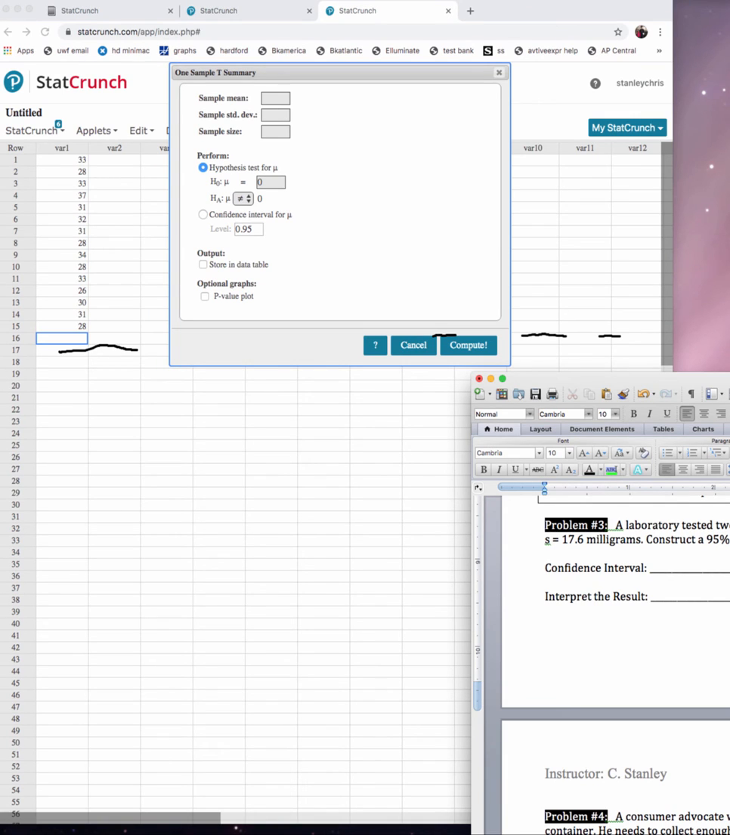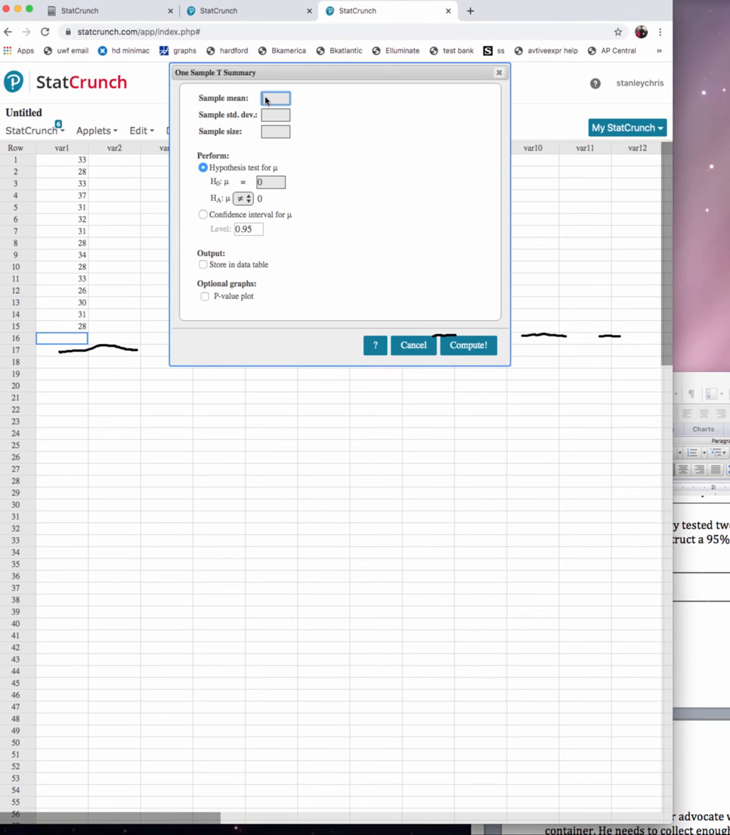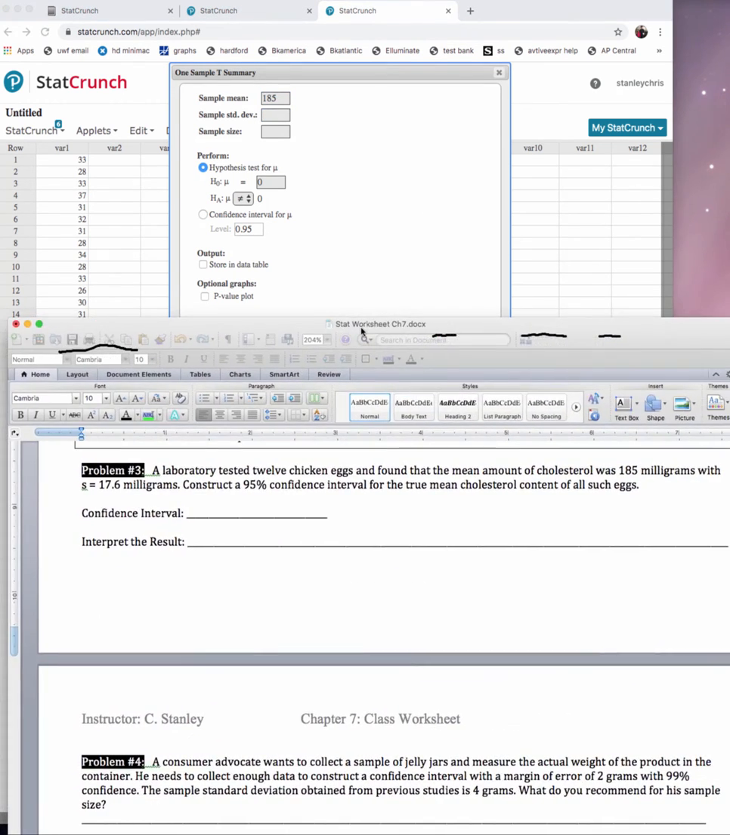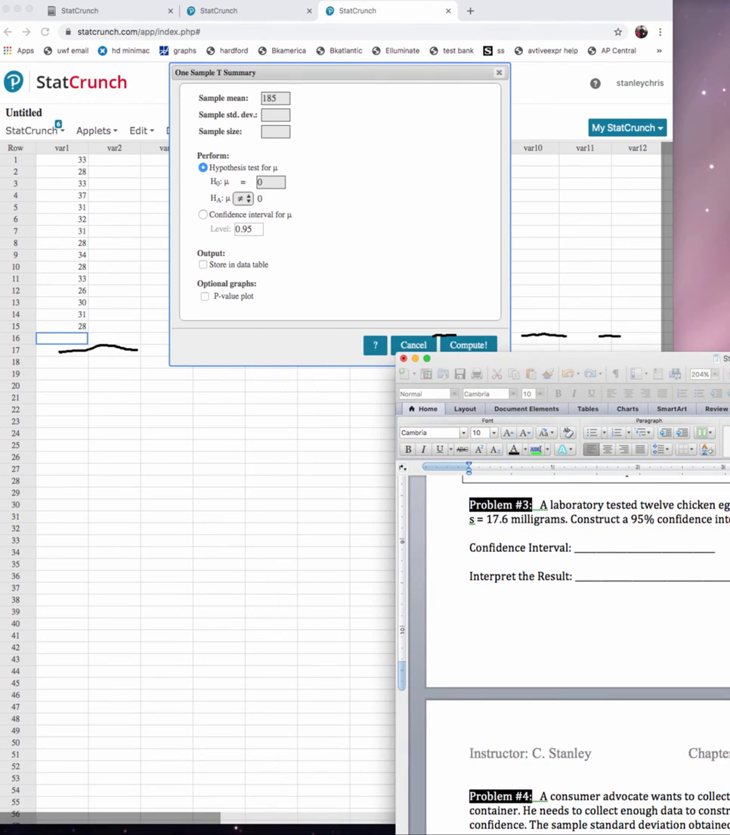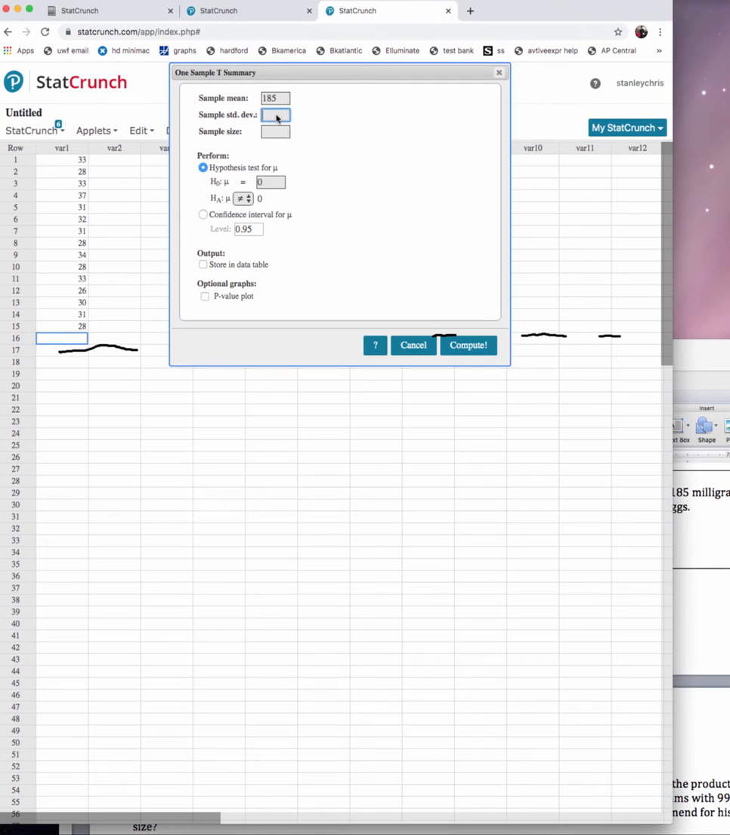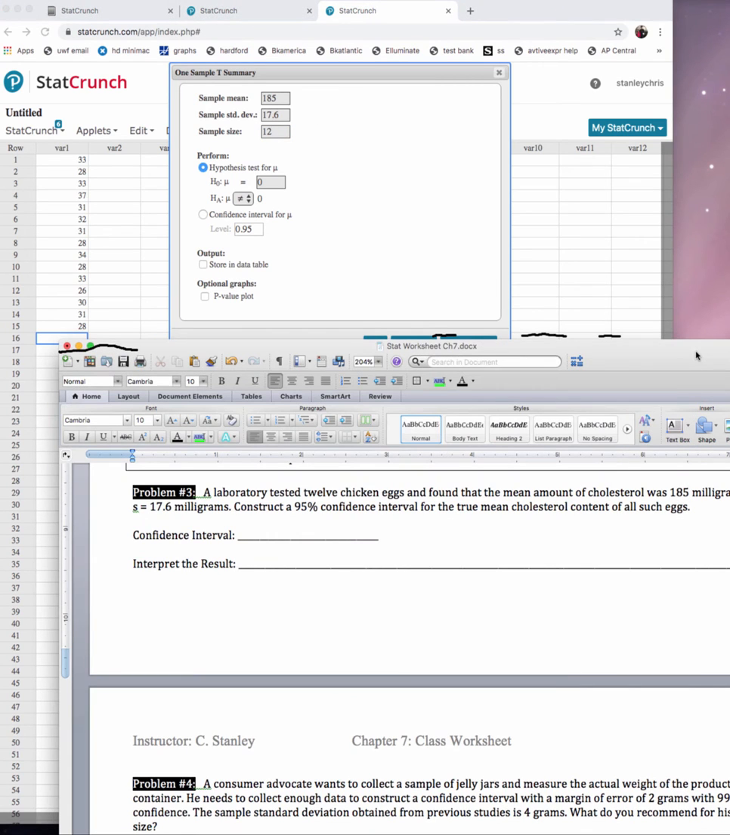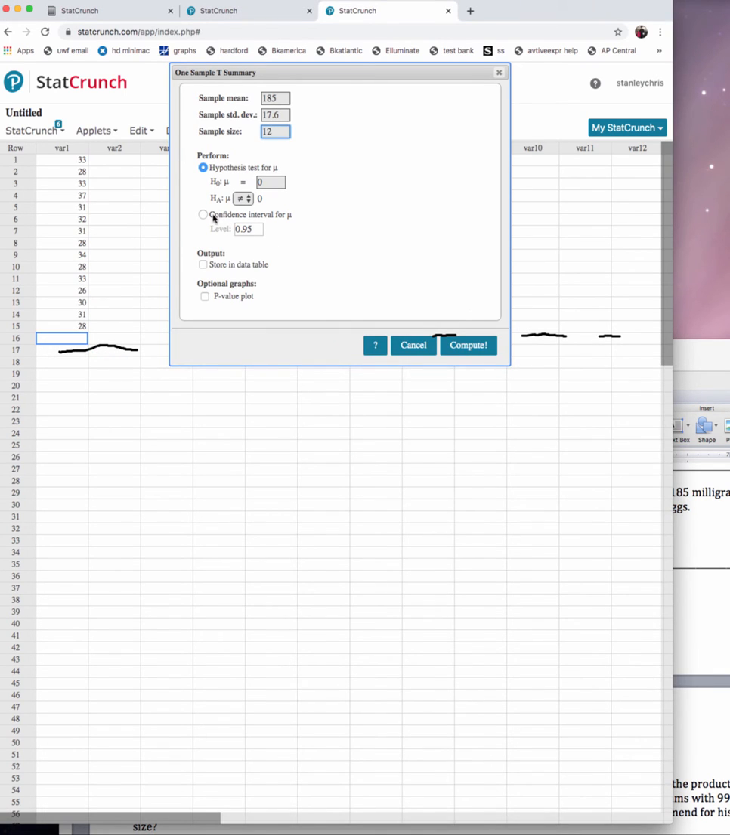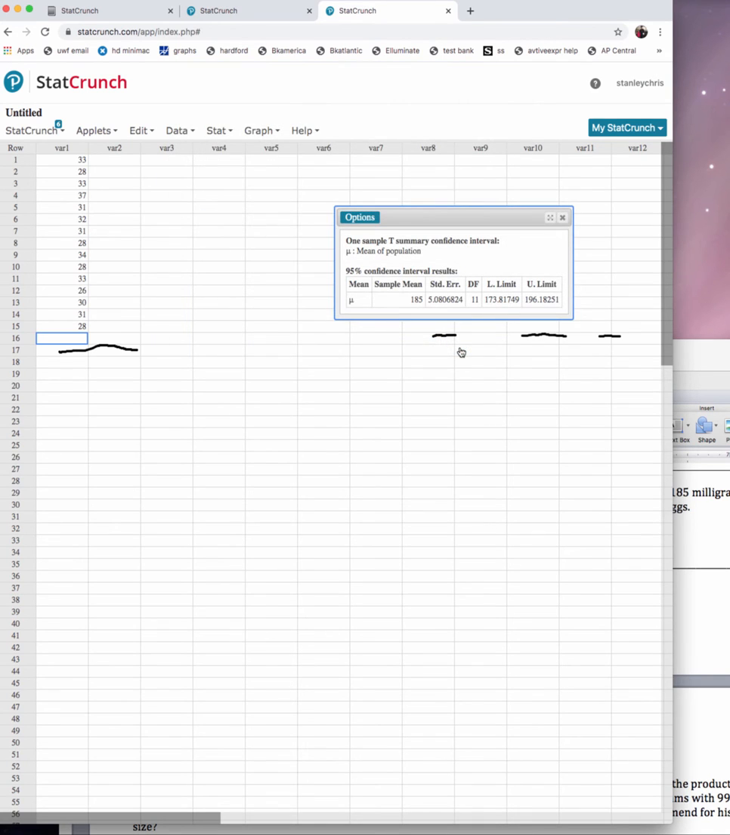So my sample mean was 185. My sample standard deviation, you can see, is 17.6. And the sample size was 12. Now if you're not sure where the 12 came from, it's right here. They tested 12 chicken eggs, so that's your sample size. So, right there, and compute.